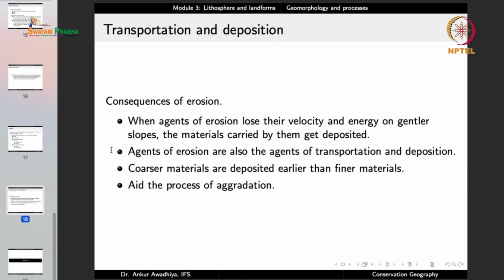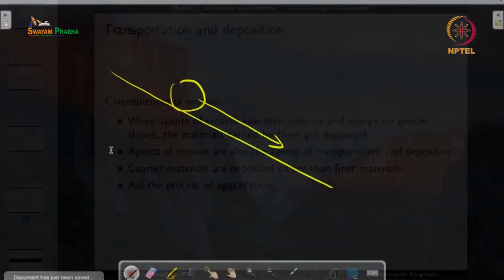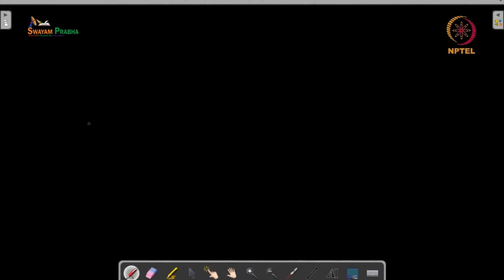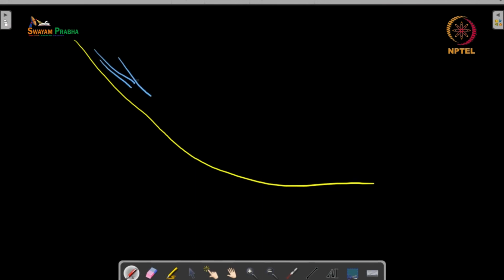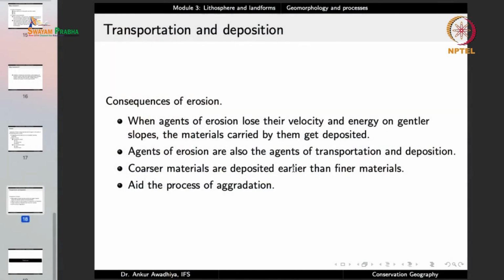When the agents of erosion lose their velocity and energy on gentler slopes, the materials that are carried by them get deposited. So, suppose you consider a hilly region. So, in this portion, the water is moving with a greater speed. In this portion, the water is moving at a slower speed. So, the fragments or the sediments that are carried by water, they will be deposited in this area because the water speed is going down. So, agents of transportation or agents of erosion are also agents of deposition.